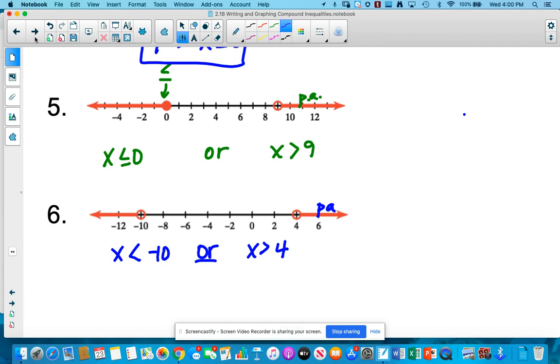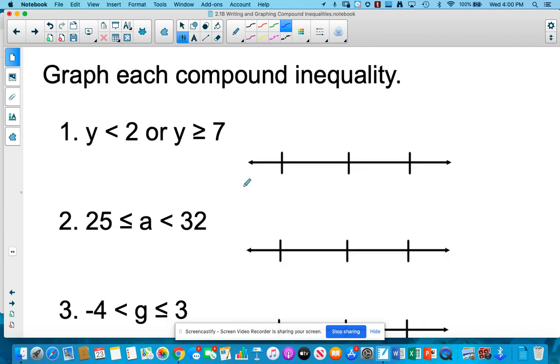All right, let's go ahead and go the opposite direction. Let's go ahead and graph them. So if y is less than 2 or y is greater than 7, I know since it is or, I will be shading out, okay? Or is opposite. Think about or: one going this way, one going that way. Kind of like out, better.